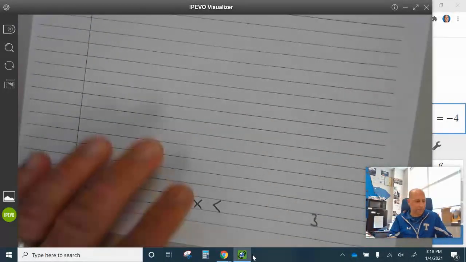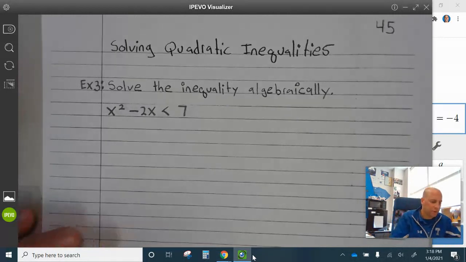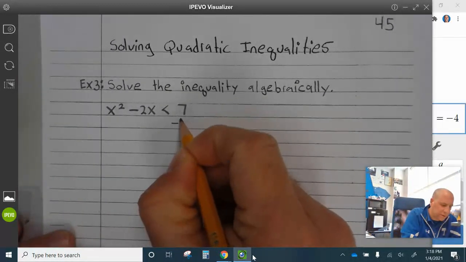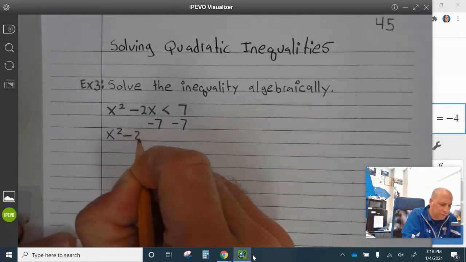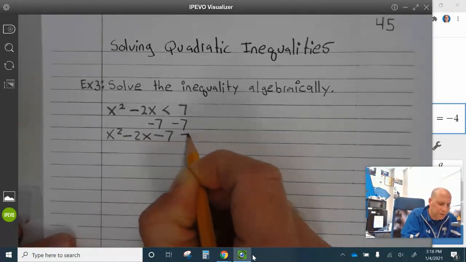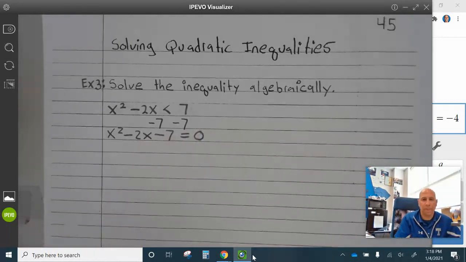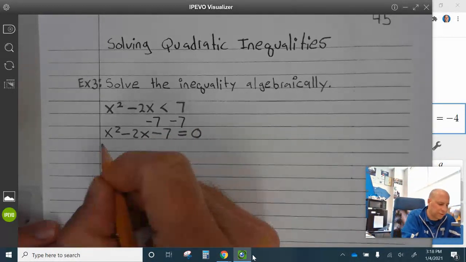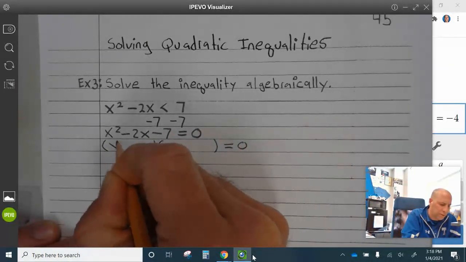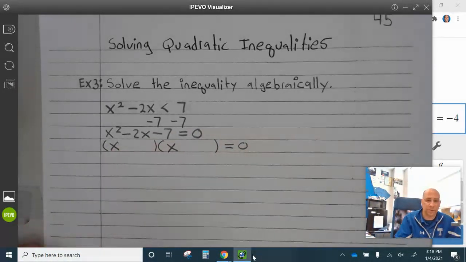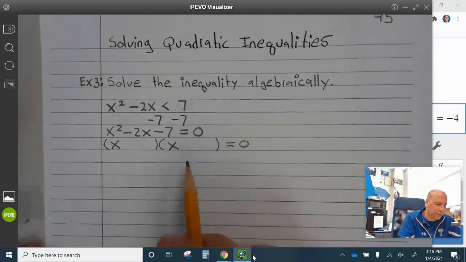Let's take a look at example 3. So we're going to subtract 7 from both sides. So you have x squared minus 2x minus 7 equal to 0. Okay, so now we're going to factor. We know 2 parentheses, x and x. Okay, now we ask ourselves, what numbers multiply to give you negative 7 and combine to be negative 2?